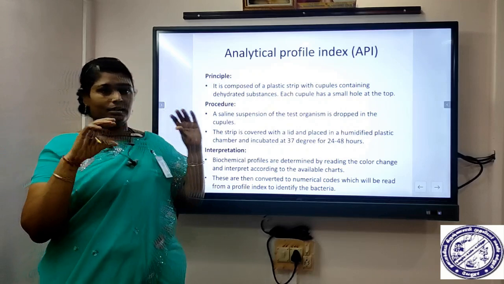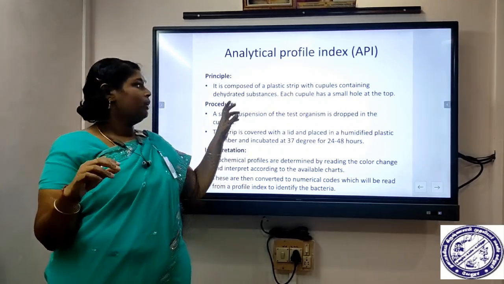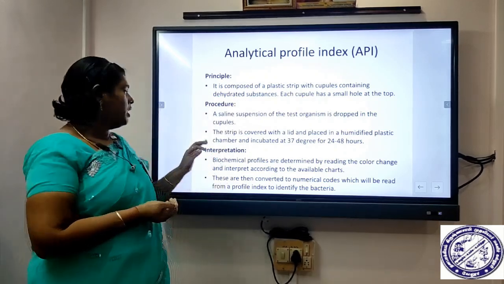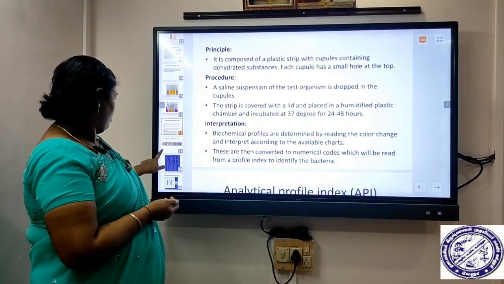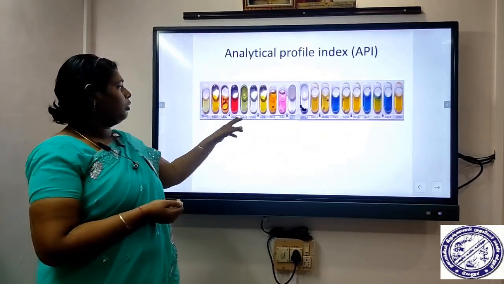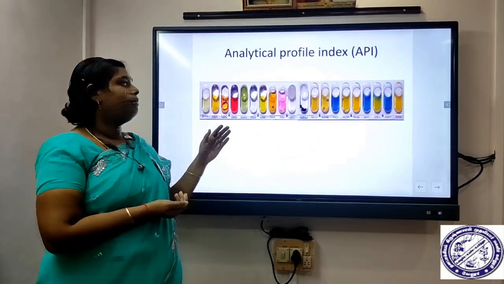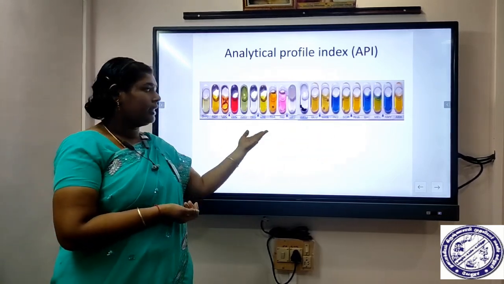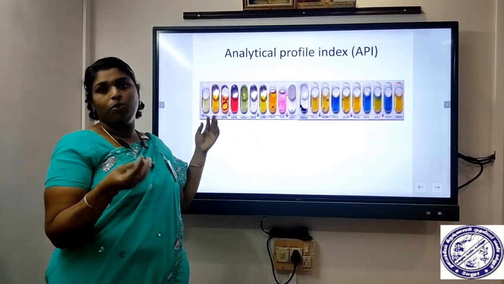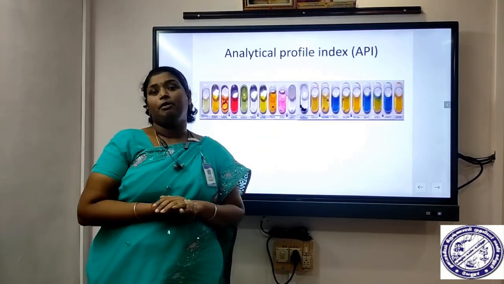This is a plastic strip. This analytical profile index is nothing but a plastic strip which has been coated with a different number of biochemicals. Okay, so see, this is the plastic strip. It has been coated with different biochemicals. It may be sugar tests or any type of metabolic test. Any type of biochemical test, indole, MR, VP, everything can be taken in the profile index.